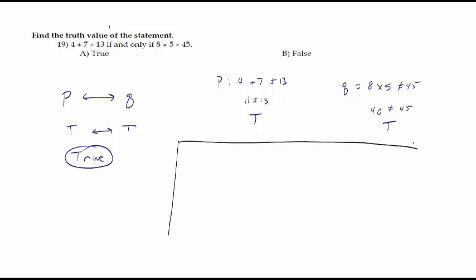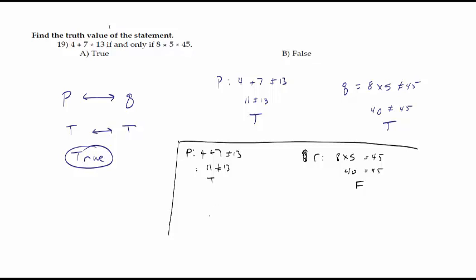Let me go ahead and change the second statement. P is still going to be 4 plus 7 does not equal 13. Like I said, we already decided that was going to be a true statement. But suppose I change Q. Let me use a different variable. Suppose R is the statement 8 times 5 equals 45. Well, 40 equals 45, that is a false statement. So I would use false for R.